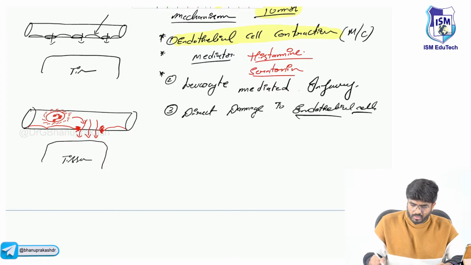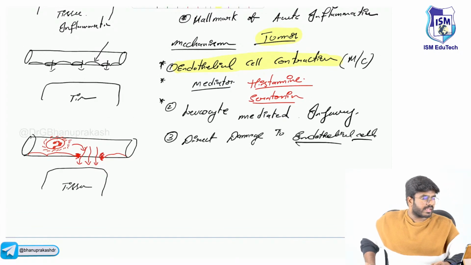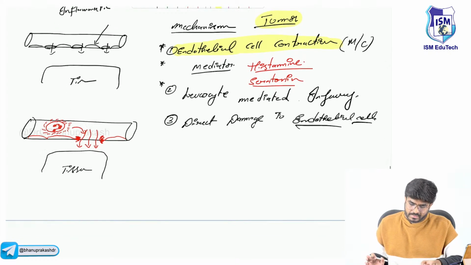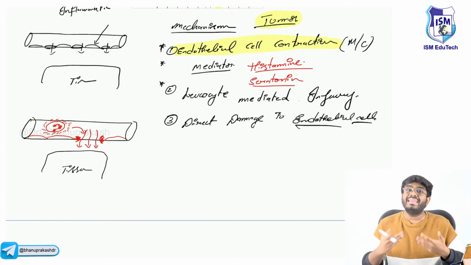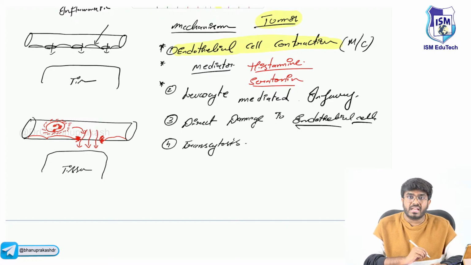Now tell me, what are the reasons for increased vascular permeability? First, endothelial cell contraction. Second, leukocyte mediated injury to the endothelial cells. Third, direct damage to the endothelial cells because of trauma. Some endothelial cells are damaged, so blood vessels become more leaky, and more fluid is now coming to the tissues. Now the fourth reason is transcytosis.